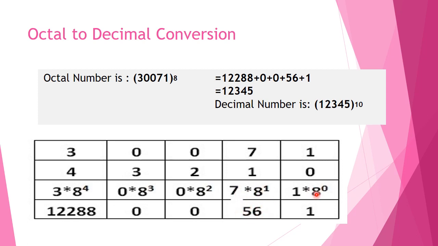56. And then anything to the power of 0 is how much? 1. So 1 into 1 is 1. And now at last you will add all these, and after adding you will get 12345. Check this and practice yourself. Finally the converted value in decimal number is 12345. Since the decimal number system has the base 10, I have written 10 over here.